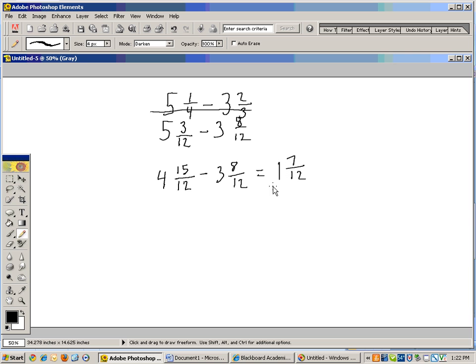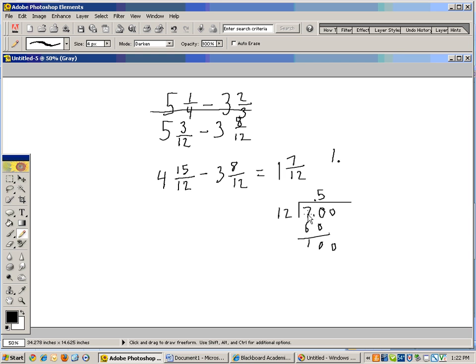Well, we can do this. It would be 1 point something. Now, to get the point, just take 7 divided by 12. Well, 12 goes into 7. Here's your decimal point. 12 goes into 70, about 5 times. 5 times 12 is 60. Subtract and bring down a 0.